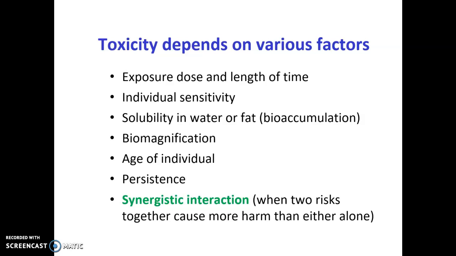Synergistic interaction means that two risks together cause more harm than either one alone. And a great example is smoking and asbestos. If an individual smokes and they have a risk of, say, 1, and if they are exposed to asbestos and they have a risk factor of 1 for that, but they both smoke and are exposed to asbestos, they don't have a risk factor of 2. They would have a risk factor of 5 because there's a synergistic interaction between the tobacco smoke exposure and the asbestos exposure.